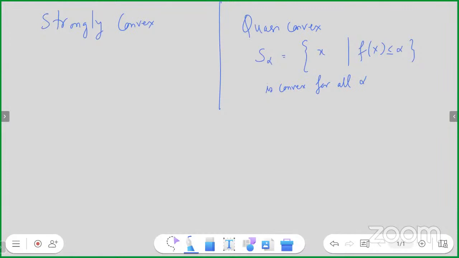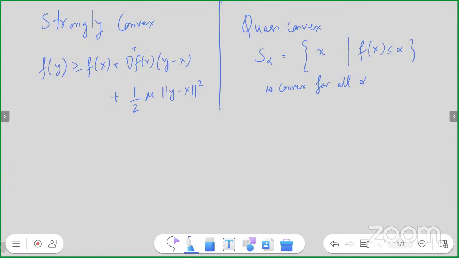And what is strongly convex? It is convex with the additional condition that f of y is greater than or equal to f of x plus the gradient times y minus x, which is true for convex functions, plus half mu times the norm of y minus x squared. This is called a mu strongly convex function.